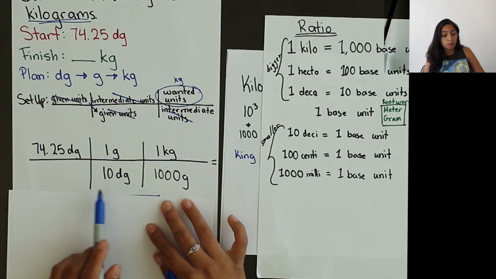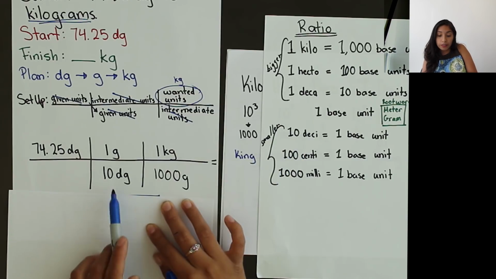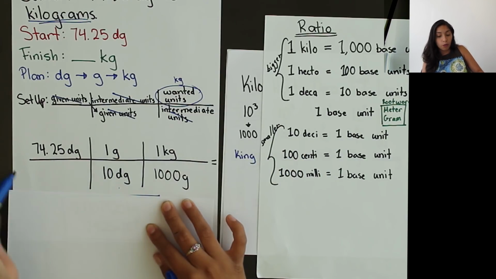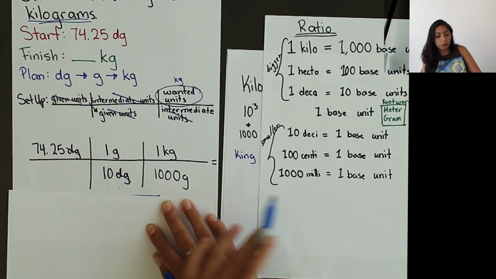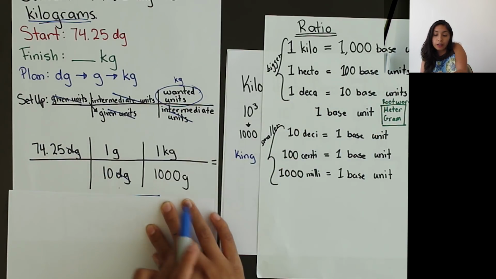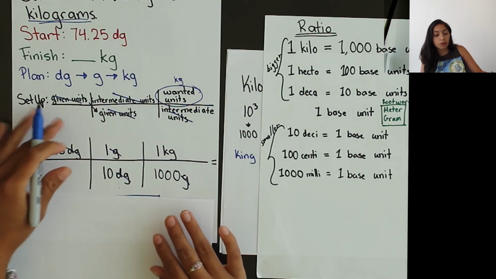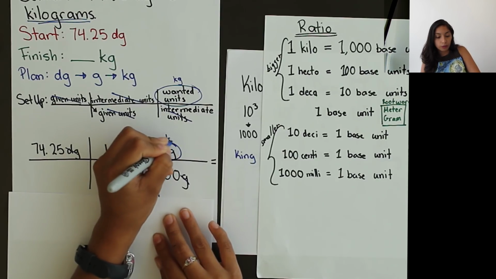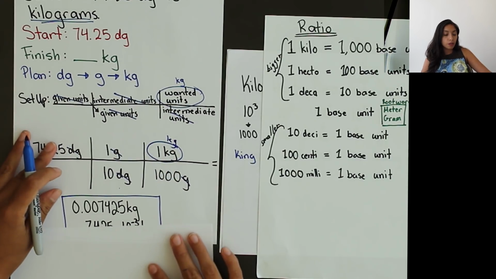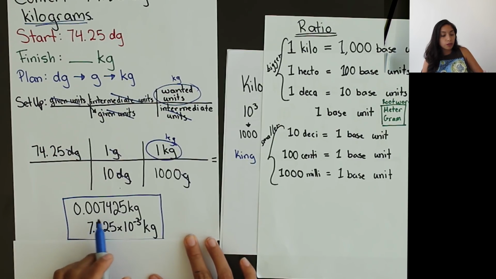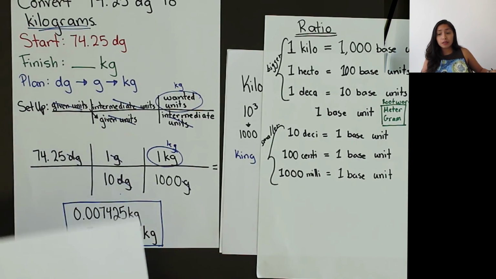74.25 decigrams. Well, we know that for every 10 decigrams, we're going to have 1 gram. And we know that for every 1,000 grams, we're going to have 1 kilogram. And we're canceling our grams and our decigrams, and we're left over with our kilograms, which is what we want. And our final answer is going to be 0.007425 kilograms, or 7.425 times 10 to the negative 3 kilograms if you want it in scientific notation. And that is pretty much it.